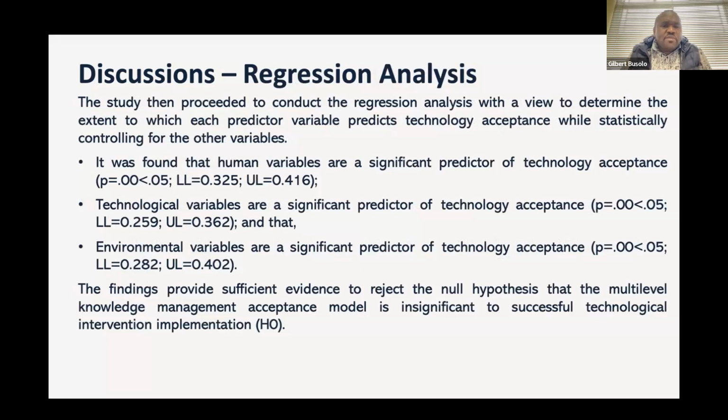So from the regression analysis, we can see the lower limit and the upper limit. We find that human variables come in very strongly, followed by the technological, and then the environmental variables. And out of this, the findings are very key and provide sufficient evidence to reject the null hypothesis that the multi-level knowledge management acceptance model is insignificant to successful technological intervention implementation. That is the null hypothesis.